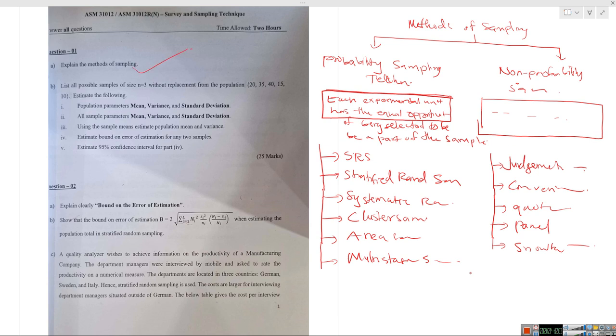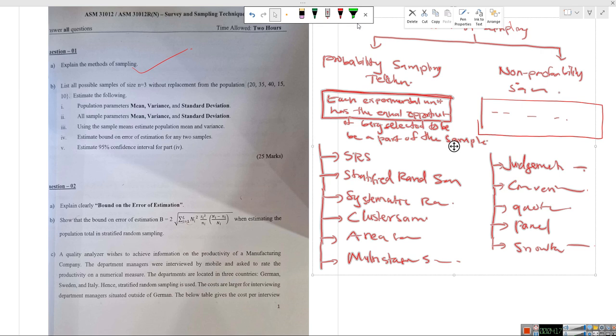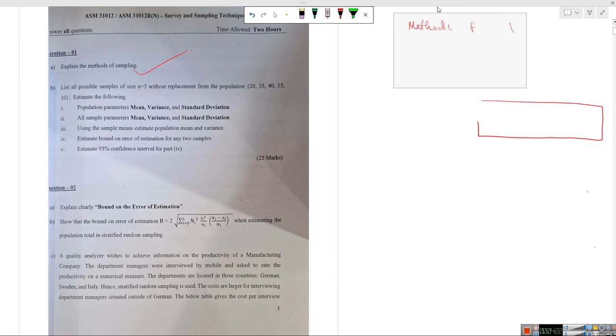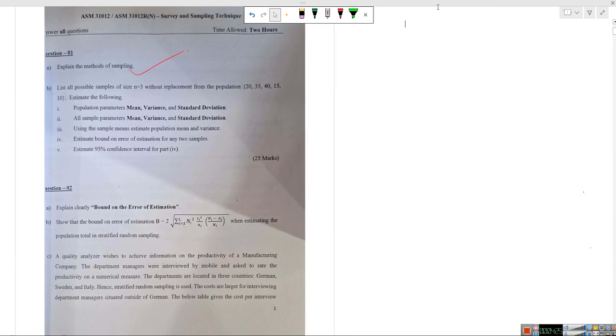That is okay. Now let me erase this and go to the second question. First let me read the question. List all possible samples of size n equal to 3 without replacement from the population to estimate the following. Now this question is asked about simple random sampling.